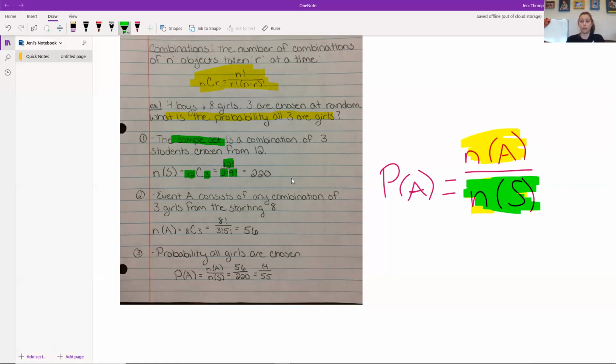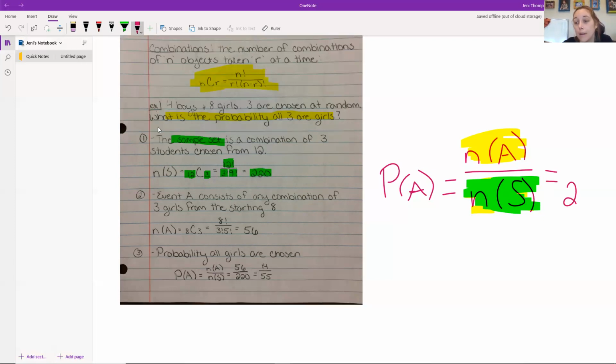Just use a calculator for this. 12 times 11 times 10 times 9 times 8 times 7 times 6 times 5 times 4 times 3 times 2 times 1, divided by 3 times 2 times 1 times 9 times 8 times 7 times 6 times 5 times 4 times 3 times 2 times 1, is 220. Take my word for it, or put it in a calculator and try it for yourself. So all the possibilities in our sample is 220. That is what goes on the bottom.